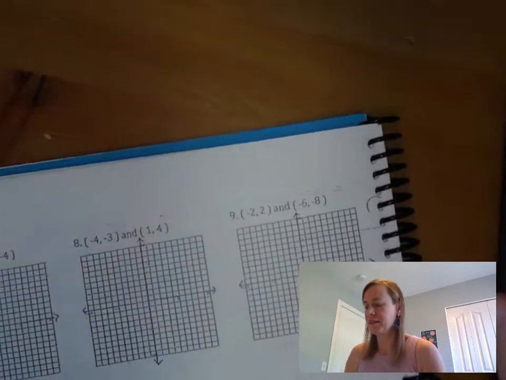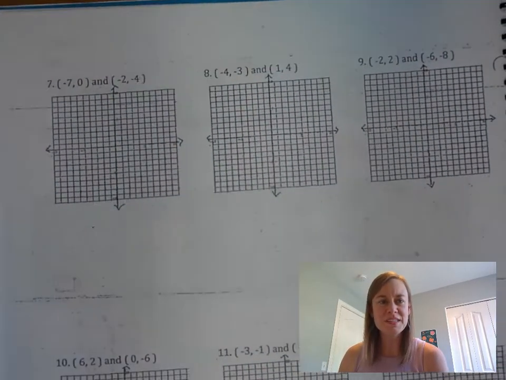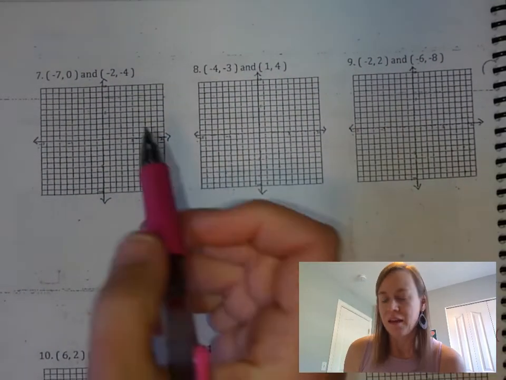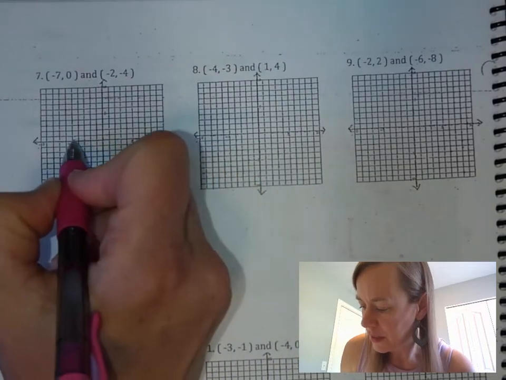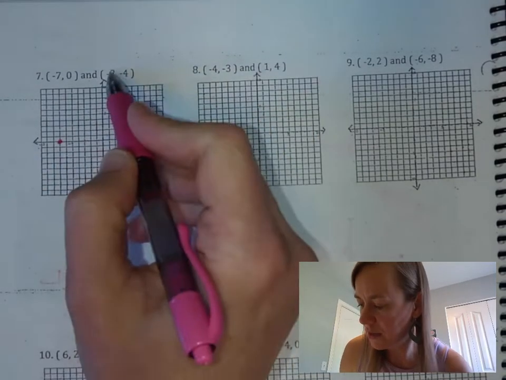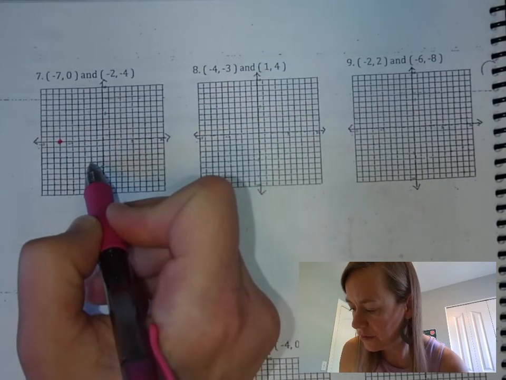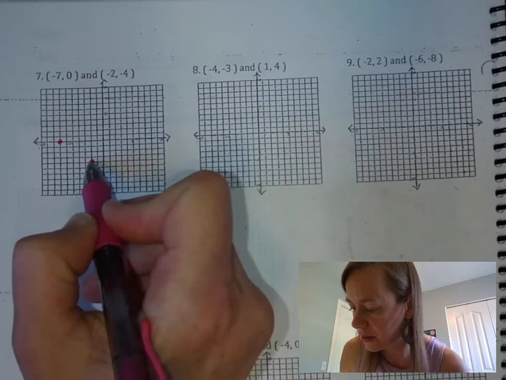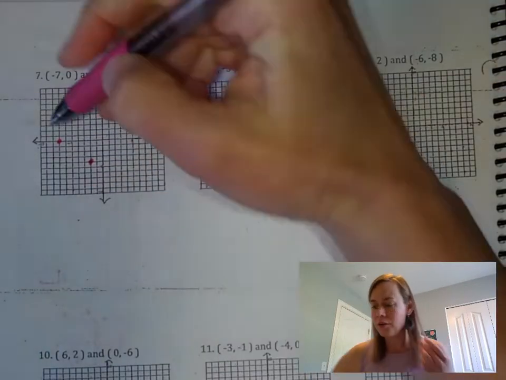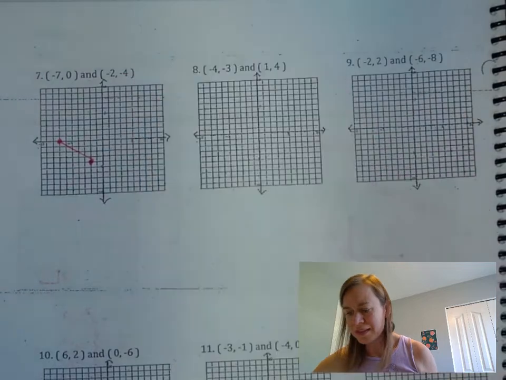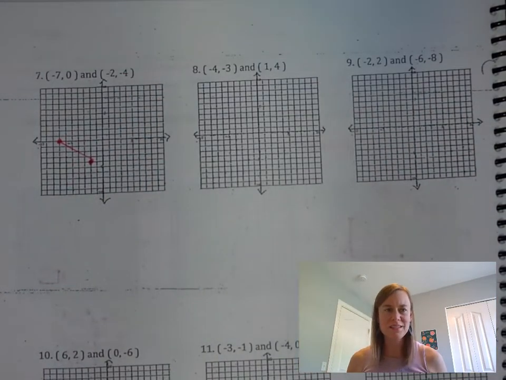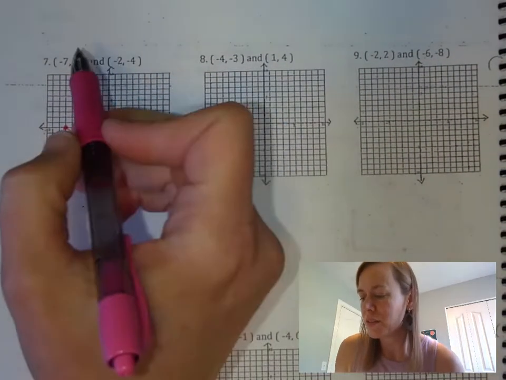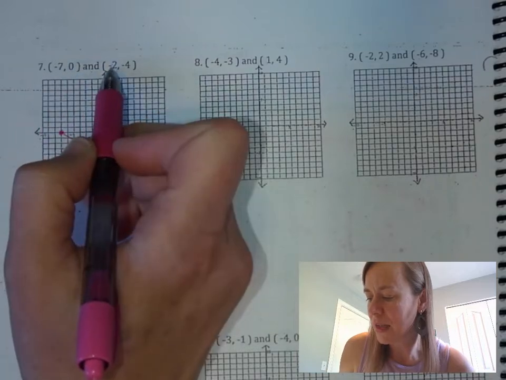All right, so number 7. You have negative 7 comma 0. Let's put it on the graph. And then you have negative 2 comma negative 4. That's going to be right here. Okay, so we still need to figure out this, but instead of drawing the whole triangle and everything, let's just try subtracting. So negative 7 minus negative 2.